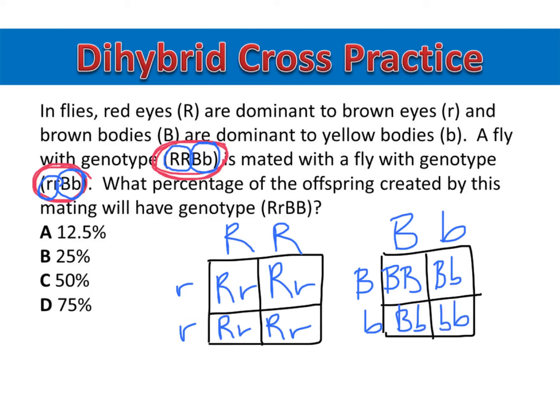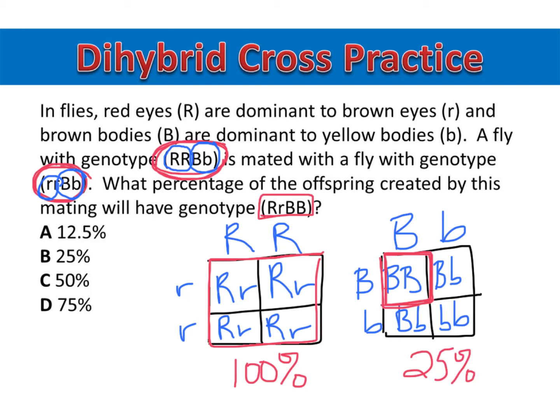And let's look at our question. It wants to know what percentage of the offspring will have genotype big R, big B, big B. So heterozygous for eye color and homozygous dominant for body color. Well, there is actually 100% chance that the offspring will have a heterozygous genotype for eye color, because all of the offspring will have that. And looking at body color, I can see that there is a 25% chance that they will be homozygous dominant for body color.